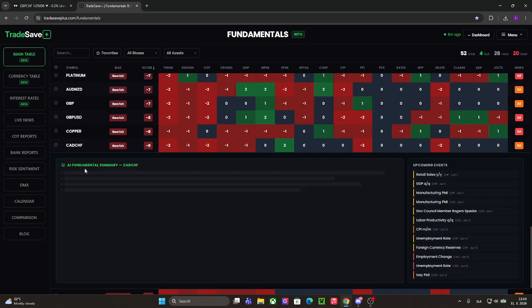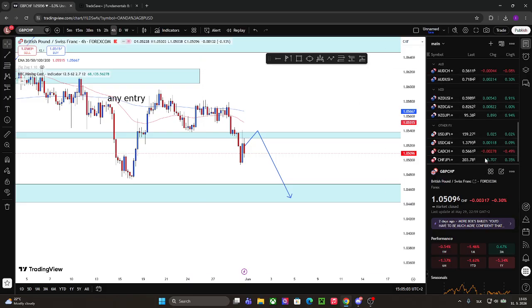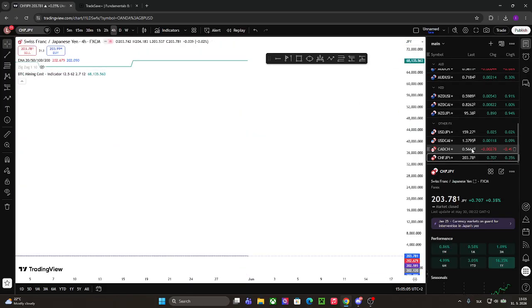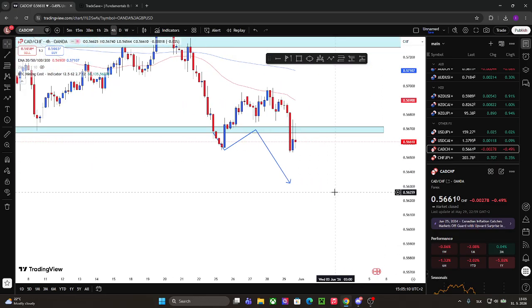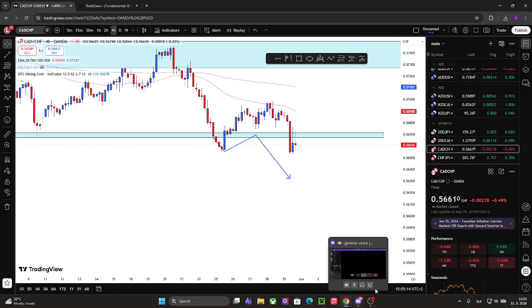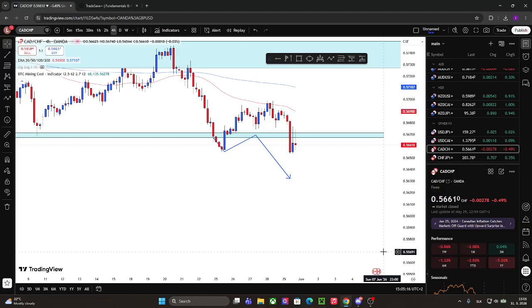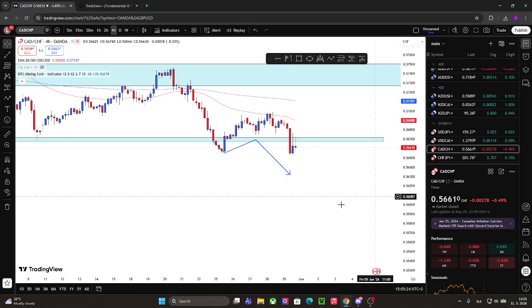We have CAD CHF. What's your opinion on CAD right now? I feel like it's really bearish. I'm Canadian myself. Canada bounces on the price of oil heavily. With the Strait of Hormuz, they're calling for peace agreements right now. They're saying the price of oil is going to drop a little bit more, so CAD is not strong right now.